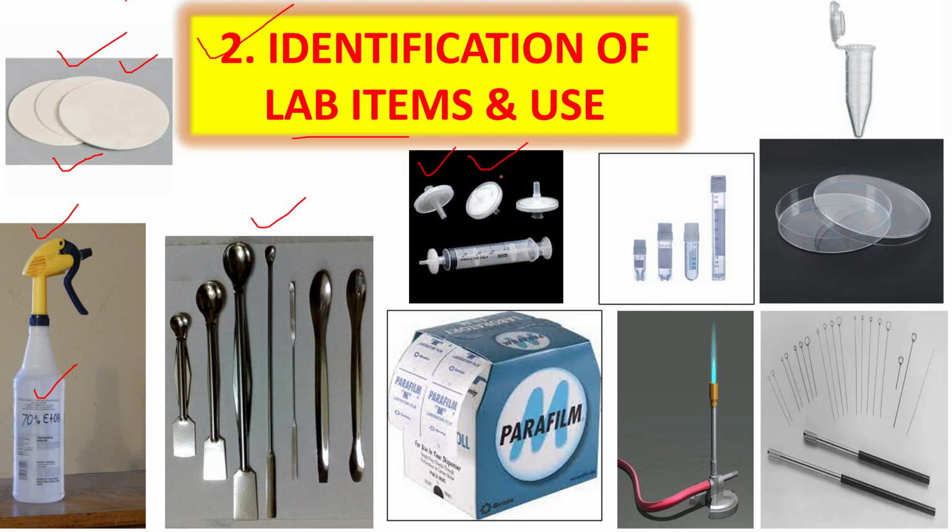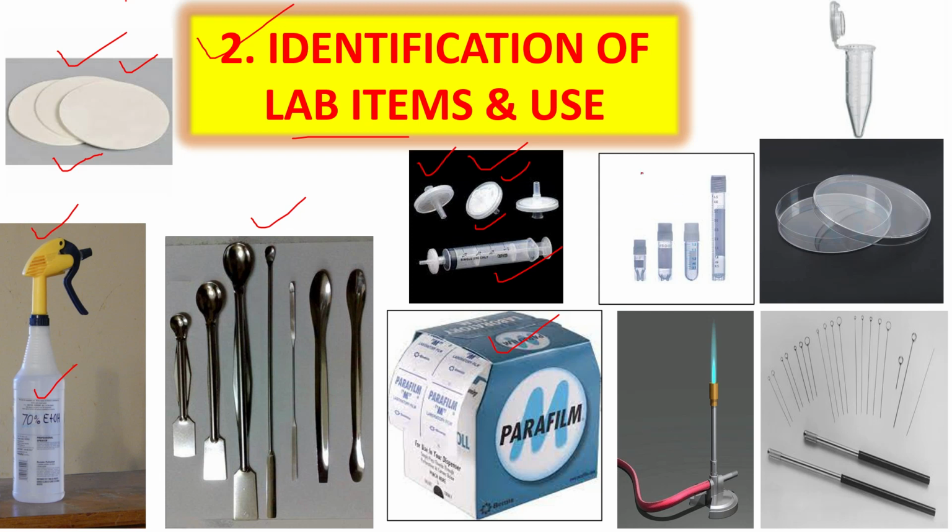Their filter pore size is 0.45 micrometer or 0.22 micrometer, and cellulose nitrate membrane is used here, or different types of membrane filters are used. So all information we have to know about this. Next thing is the parafilm. So parafilm is used to cover or wrap any petri plate or any microorganisms plate to prevent contamination or remove the air contact or moisture contact.